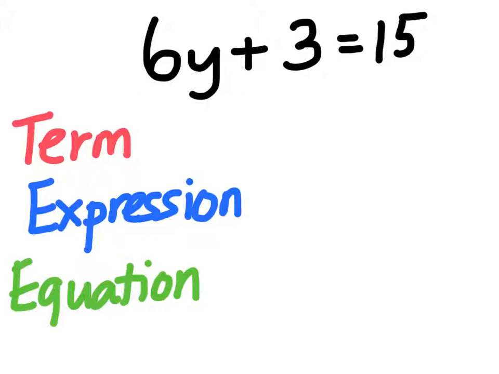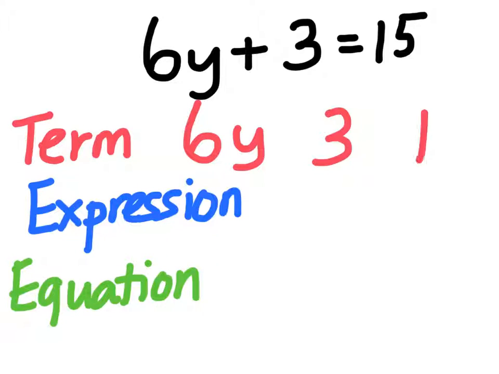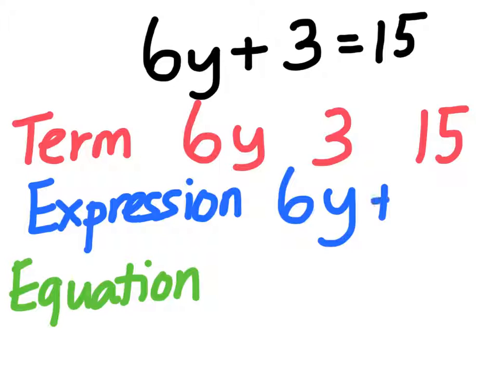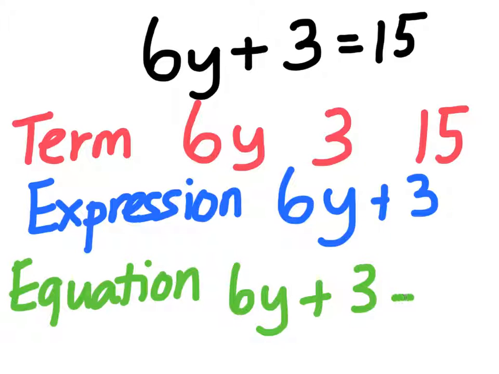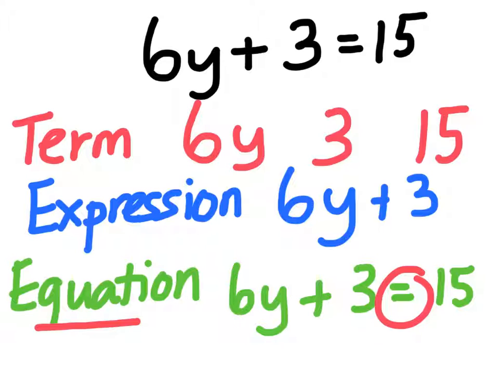So in our next example here, we have 6y plus 3 equals 15. We have three terms here. They are 6y, 3, and 15. The expression is 6y plus 3, and the equation is 6y plus 3 equals 15. And because it is an equation, it has an equal sign in it.